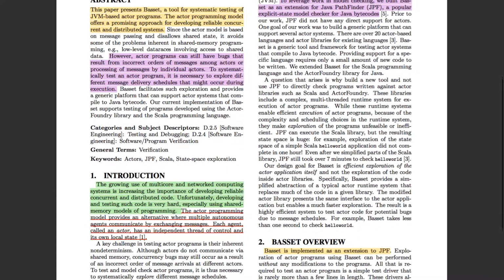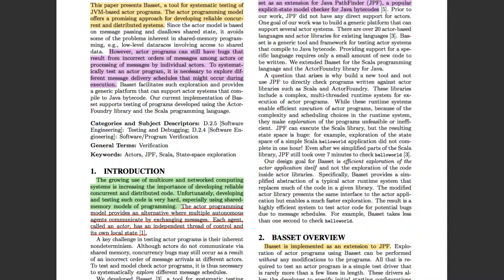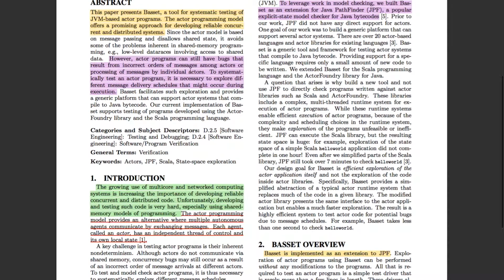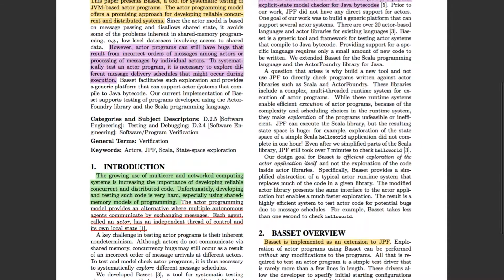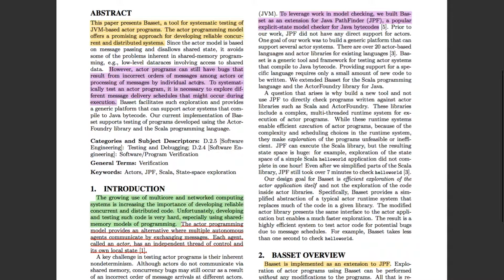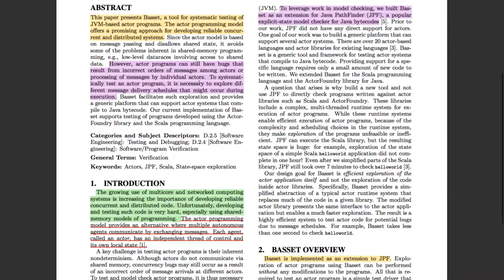So what are actor programs? The actor programming model is a promising approach for developing reliable and concurrent distributed systems, and it is still possible to have bugs within those actor programs. These bugs can result from incorrect order of messages among actors or processing of messages by individual actors. So, to systematically test an actor program, it is necessary to explore different message delivery schedules that might occur during execution.